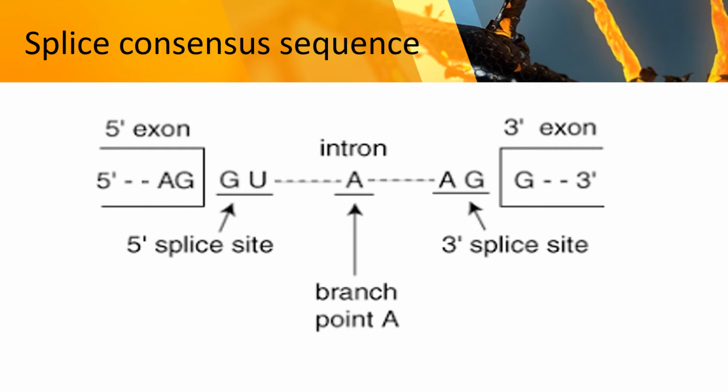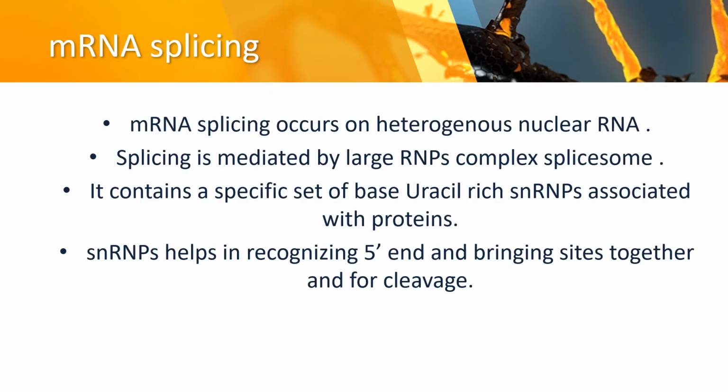The 5' splice site is GU, the 3' splice site is AG, and the branch point is A. Here, mRNA splicing occurs on heterogeneous nuclear RNA. Splicing is mediated by a large RNP complex, the spliceosome. It contains a specific set of uracil-rich snRNPs associated with proteins. snRNPs help in recognizing the 5' end, bringing the sites together, and in cleavage.